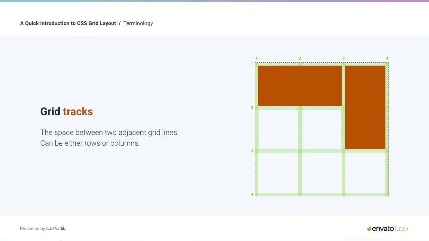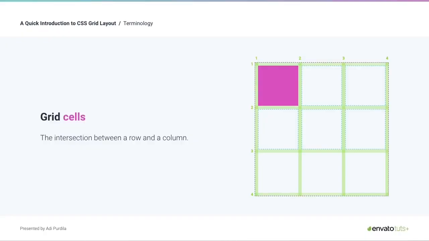We have grid tracks, and a grid track is basically a row or a column. You can also look at it as the space between 2 adjacent grid lines. So for example, if a grid starts at line 1, then it has line 2, the space between line 1 and 2 is basically a track or a column in our case. The space between, let's say, row line 2 and row line 3, that's also a track, and in our case it's a row. A grid cell is the intersection between a grid row and a grid column. It's basically one unit of the grid.